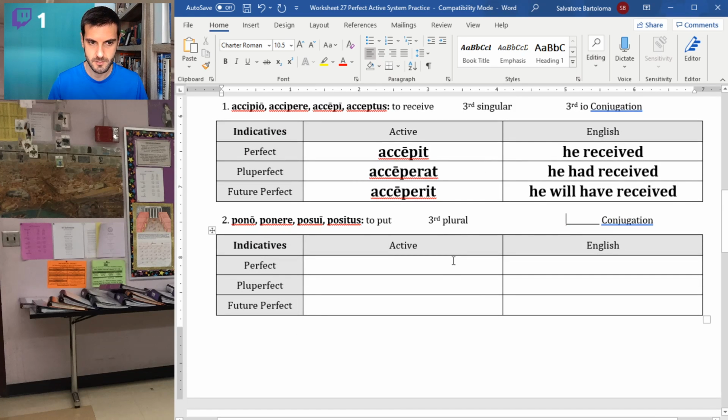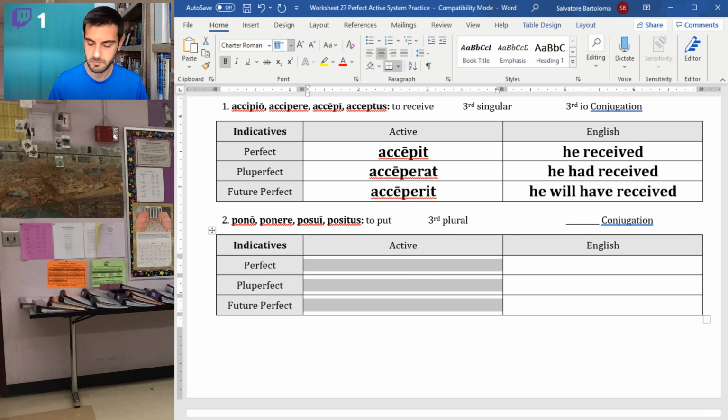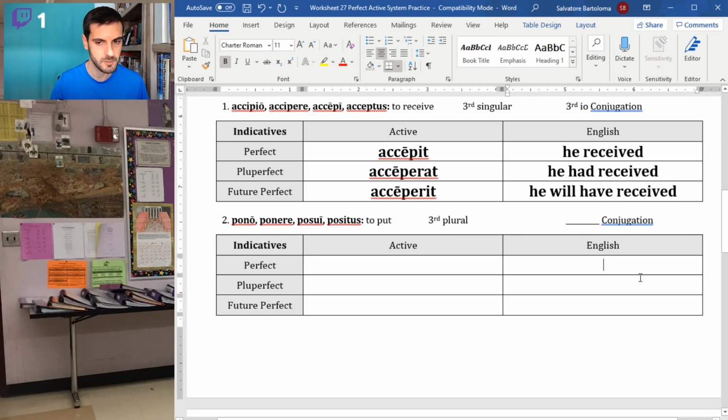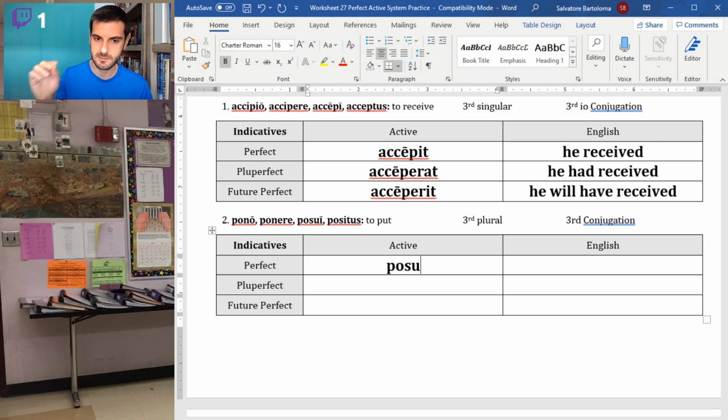Our next verb here is pono. Remember, guys, conjugation doesn't matter, but never hurts to practice identifying those things. So it is third conjugation. Doesn't matter. We're going for third plural this time. So as always with anything perfect, third principal part, posui. So we get posu- is our stem. Third person plural, -i, -isti, -it, -imus, -istis, -erunt is our last one. They placed, right? Or they have placed.